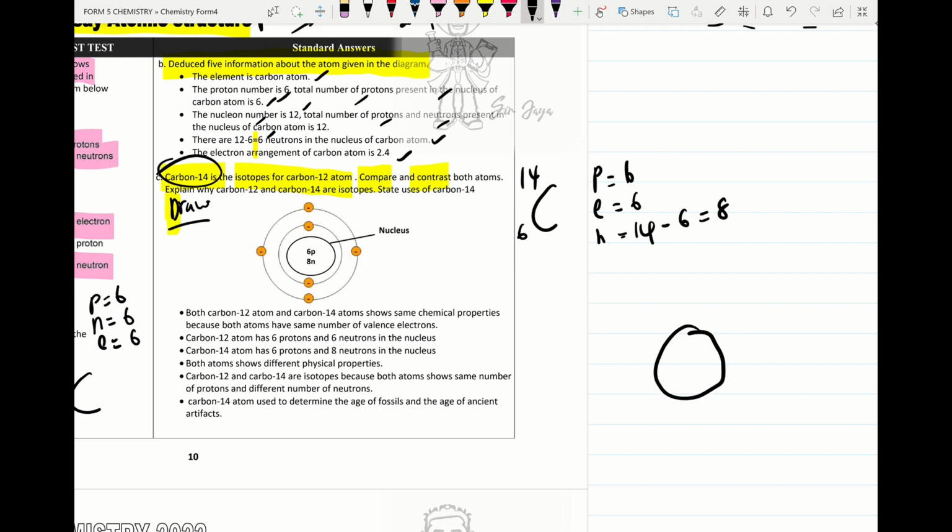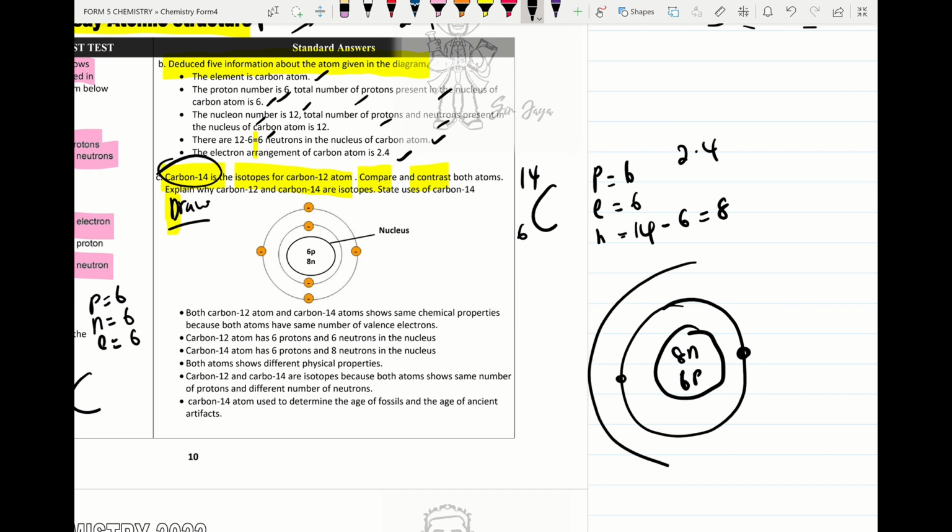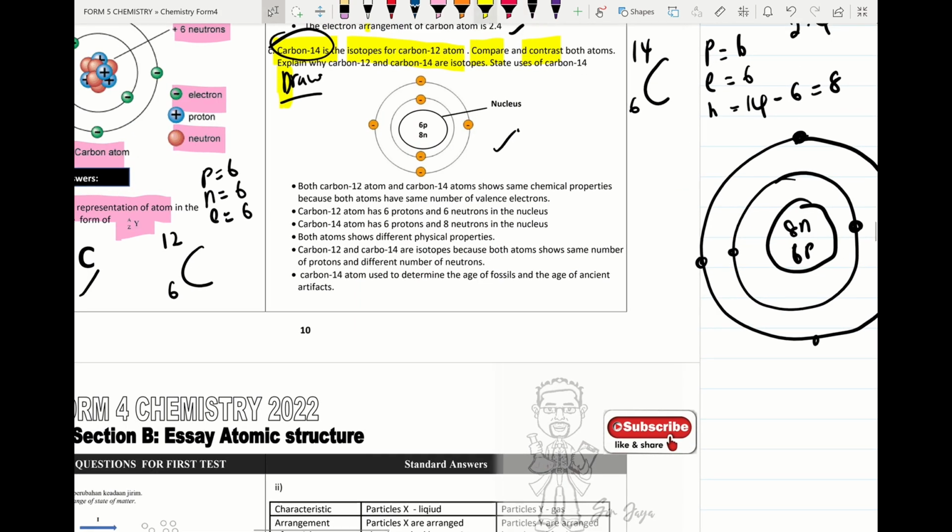Alright, so I draw the nucleus. Inside the nucleus, 8 neutrons and 6 protons. The electron arrangement will be 2, 4. So the first shell will have 2 electrons, and the second shell will have 4 electrons. This is the drawing that students should draw if they are asked for the drawing. So how to answer this question? Both carbon 12 and carbon 14 atoms show the same chemical properties because both have the same number of valence electrons, which is 4. Alright, so how to differentiate?